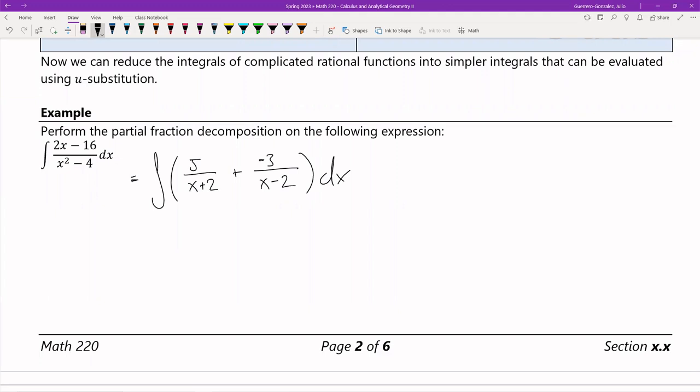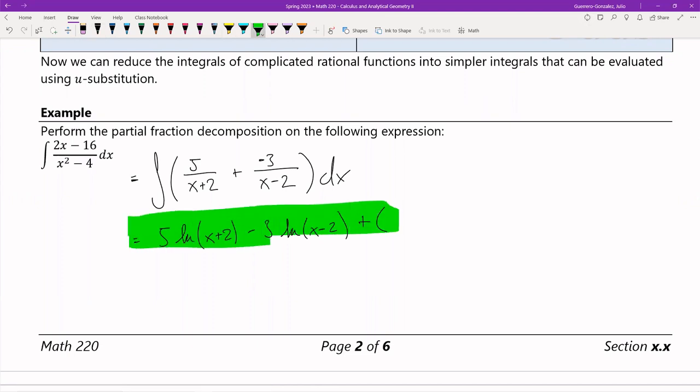Right? And we know how to solve these now, right? This is now equivalent to 5 ln x plus 2 minus 3 ln x minus 2 plus C. We are done. So notice how, once we get the partial fraction decomposition, the integral becomes very simple. Both of the integrals from above, the integral of 5 over x plus 2, you can do u substitution for that, and then the same thing for the other one.